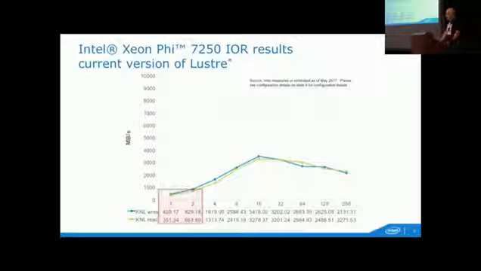On the Xeon Phi system, the performance behaves pretty much the same, but much worse. And again, the numbers for single-threaded I/O are very low. And this has a significant impact on customers.